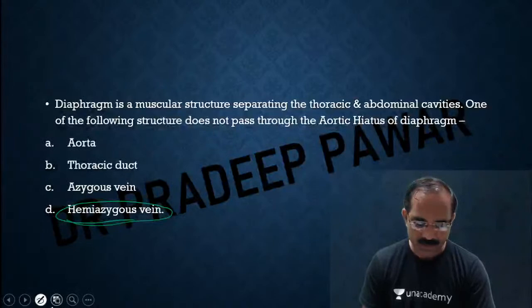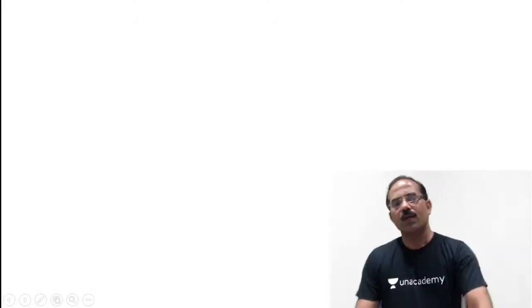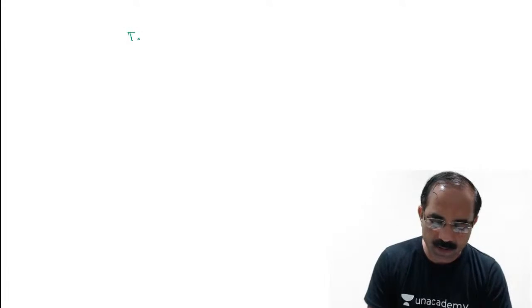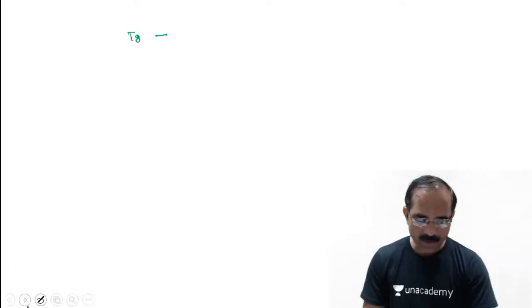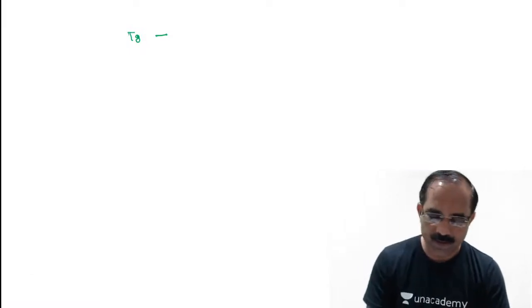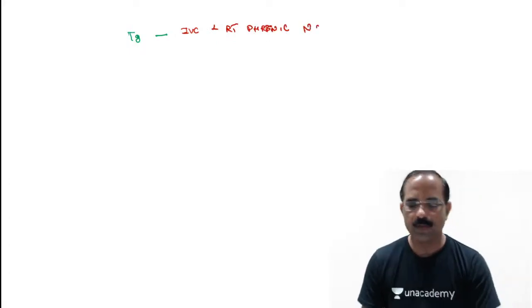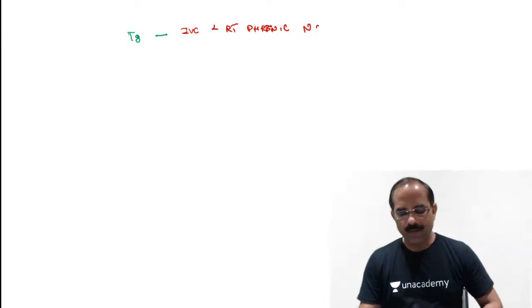Hemiazygous. Now tell me, what are the main openings in the diaphragm? Can anyone tell me? One is at T8 level. At T8 level, what passes through the diaphragm? At T8 is the IVC and the right phrenic nerve.